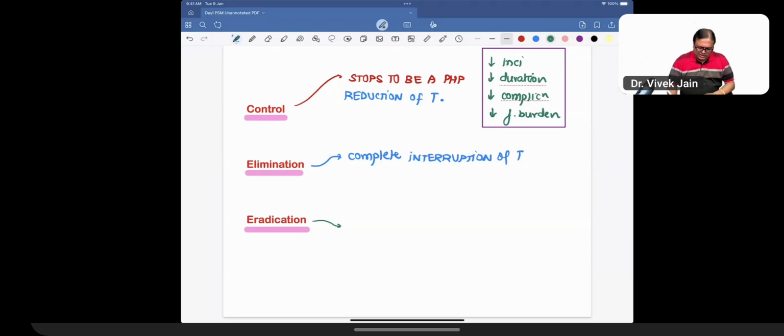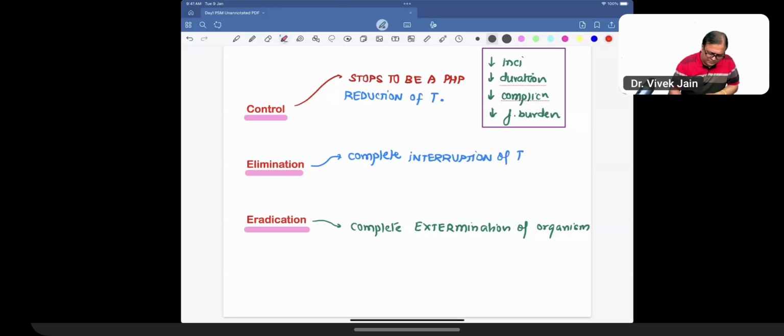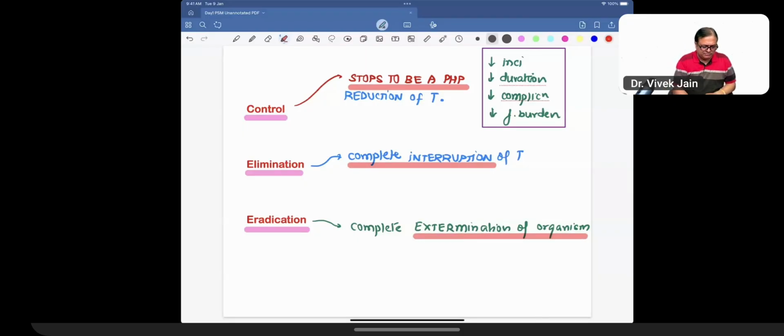So how it is different? There is actually complete extermination of organism. You have to remember these keywords. What is the meaning of extermination? Destruction. No organism, no disease can occur. So a disease stops to be a public health problem by reducing transmission, control. Complete stoppage of transmission, elimination. Complete destruction of organism, that is eradication.